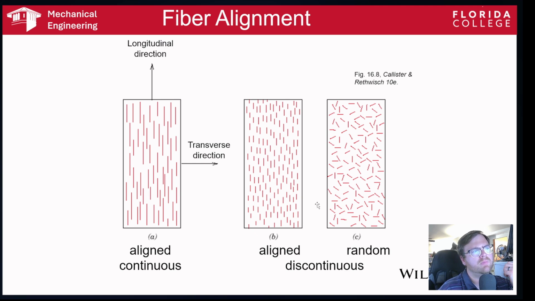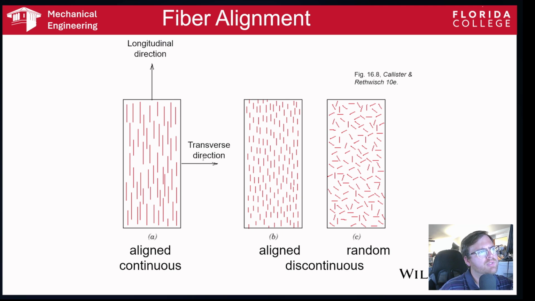Whereas in the discontinuous sector, we can have an aligned discontinuous configuration versus a randomized chopped configuration. So notice in our longitudinal direction, how strong should this be? It should be pretty strong, right? Because that's where our fibers are aligned to. Our fibers are the ones that are carrying most of the stress.